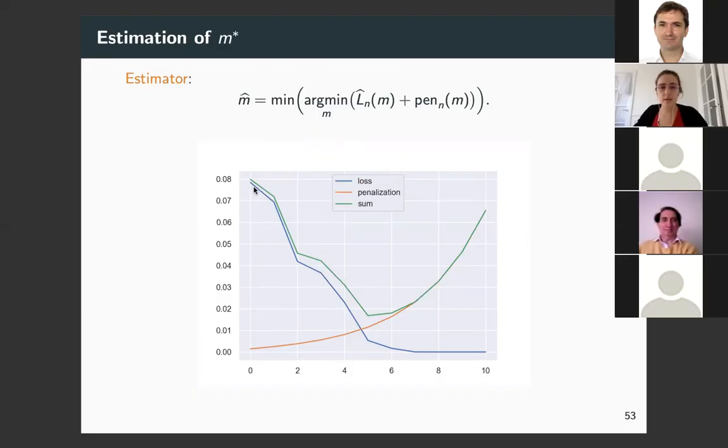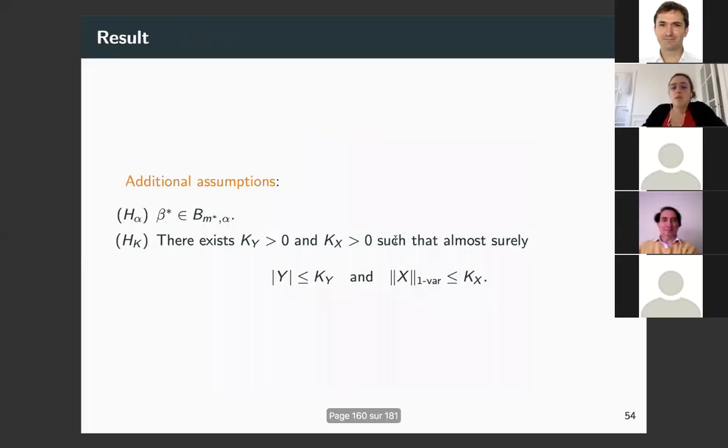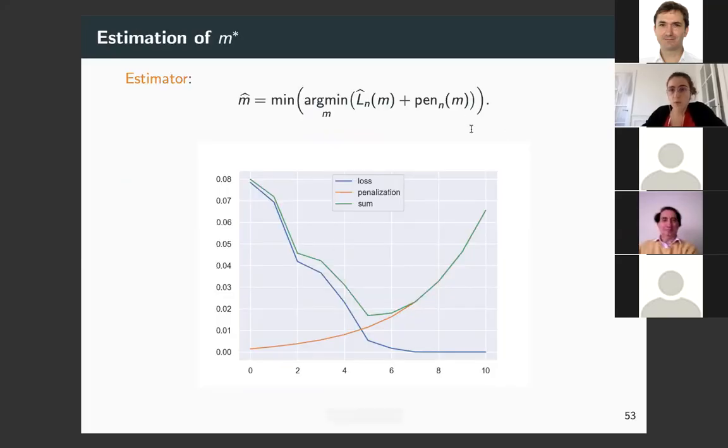Here you can see, the x-axis is m, the y-axis is the value of the loss. In blue you have the loss, which is strictly decreasing, in orange a specific penalty, and in green the sum. Here I would choose the value minimizing this sum, so I would choose the truncation order m equal to 5. Now what we have to do is find the right penalty function so that m hat converges to the true m star that we don't know.